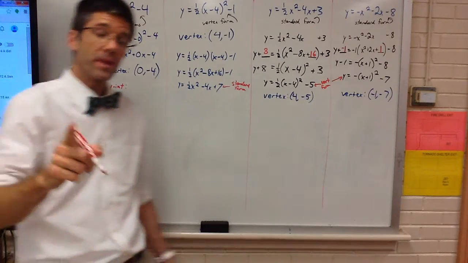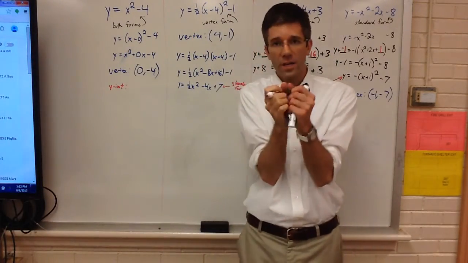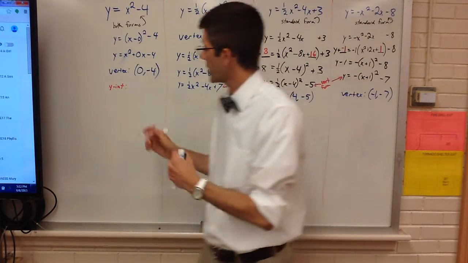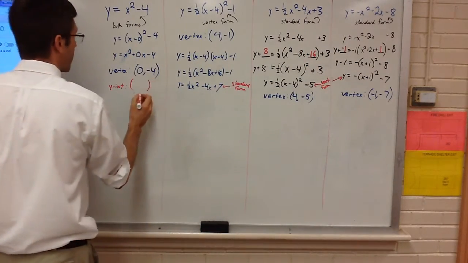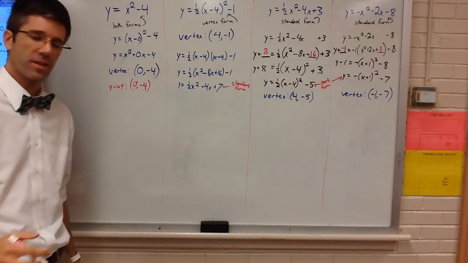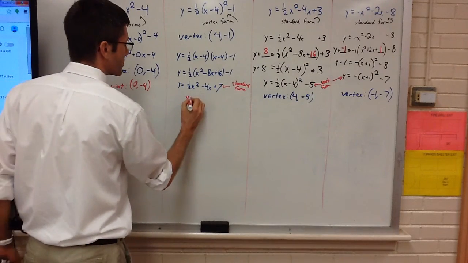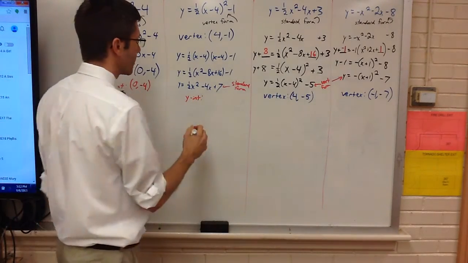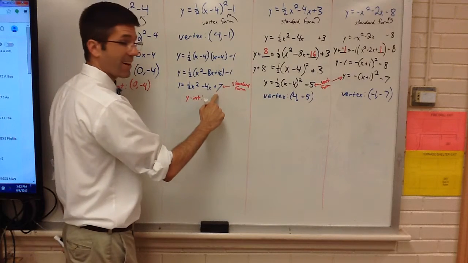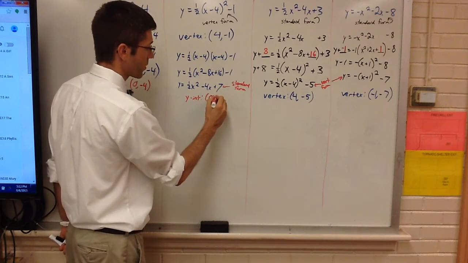You know what I'm going to do? I'm going to get a little technical. The y-intercept is a coordinate. Because it's a coordinate, I'm going to write it as (0, -4). That's the same as the vertex, dang right, in this case. The y-intercept here is going to be the 7, because I plug in a 0 here and a 0 here. So it's (0, 7).